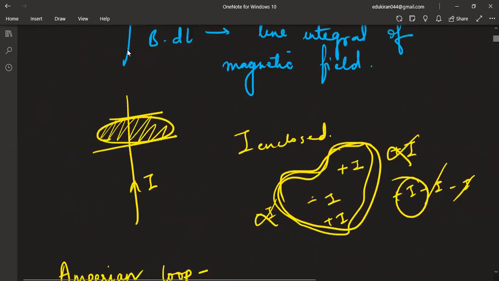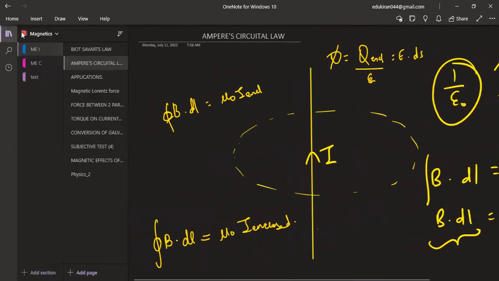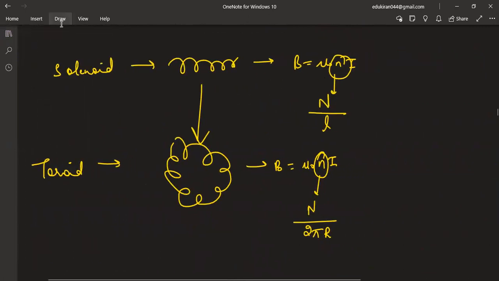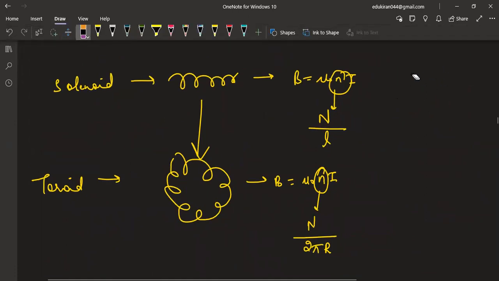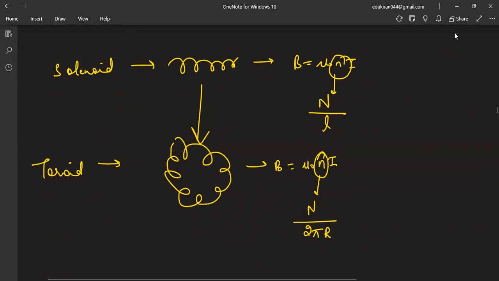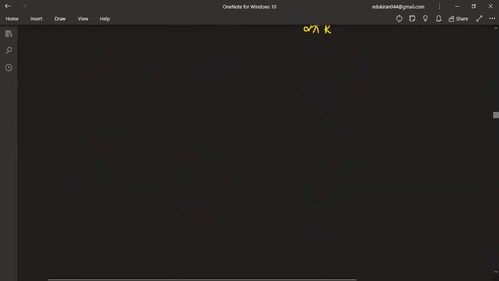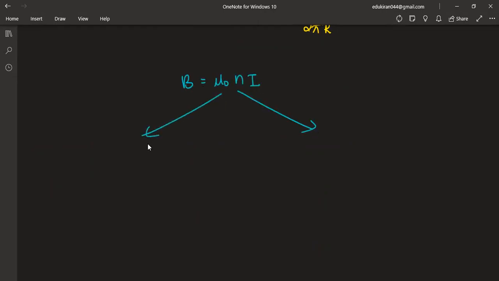So in Ampere circuit law, this was the most important topic. The rest are basic applications of it. This is the formula for solenoid: B is equal to mu naught n I. This is the formula for both. See, I'll tell you this separately. B is equal to mu naught n I. This is the formula which you have to remember for both the devices, solenoid and toroid.